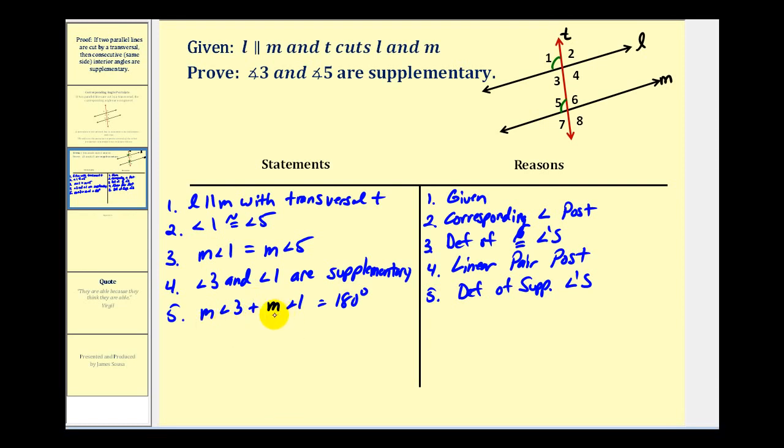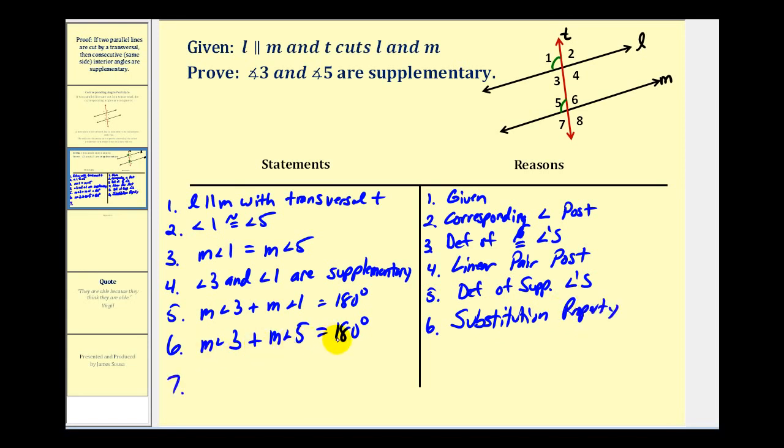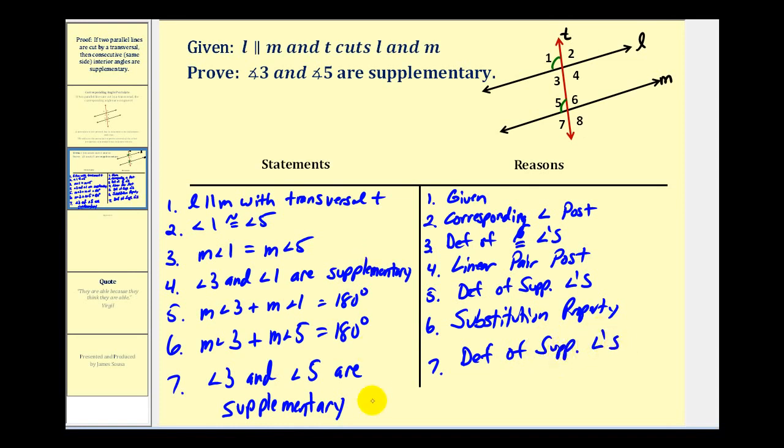Now, if we know that the sum of these two angles is 180 degrees, and we know that the measure of angle 1 is equal to the measure of angle 5, we can perform substitution by replacing the measure of angle 1 with the measure of angle 5. So the measure of angle 3 plus, again replacing the measure of angle 1 with the measure of angle 5. This is by the substitution property. And if the sum is equal to 180 degrees, these two angles must be supplementary, which is what we're trying to prove. And the reason is definition of supplementary angles. And that'll do it for this proof.